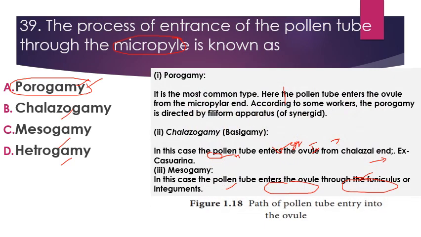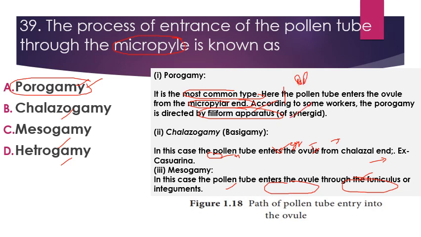So porogamy is the most common type. And the pollen tube enters the ovule from the micropylar end. According to some workers, the pollen tube is directed by the filiform apparatus. Filiform apparatus is a finger-like projection which is present in the synergids. Synergids के पास present होते हैं finger-like projections जो guide करते हैं pollen tube को.